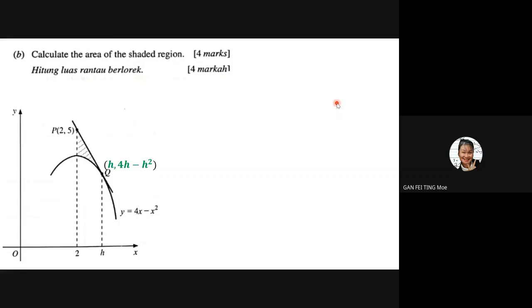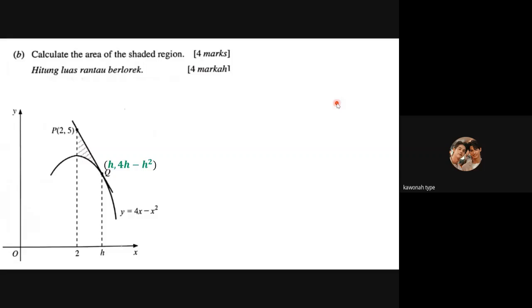Calculate the area of the shaded region. Okay, now I'd like to call someone here. Who wants to answer this question? Who wants to try how to calculate the area of the region? Siapa nak cuba? Anyone? Siapa itu? Give your name first. Daniel. Daniel, okay.